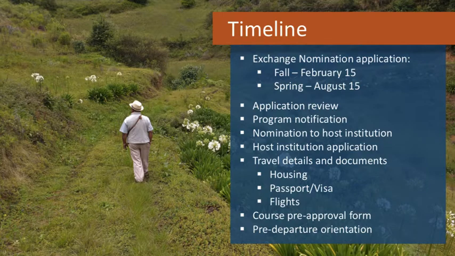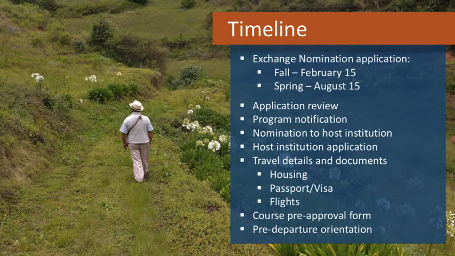You'll also be submitting a course pre-approval form to me about 1 to 2 months before your exchange semester begins. This is where you're going to propose the courses that you plan to take at your host institution, and we'll get them reviewed and evaluated by the appropriate people on campus so that you know how those courses are likely to transfer back at the end of your program.